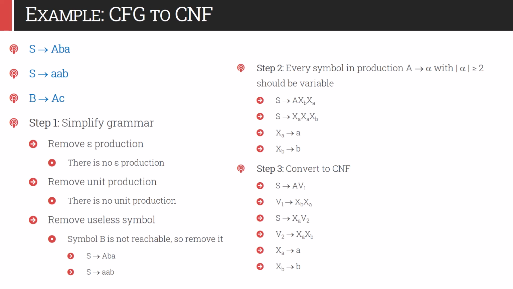So if we look at all the productions, they satisfy the rules for CNF. They are either in the form A gives capital B, capital C, or in the form A gives small a. So this grammar is in Chomsky normal form.